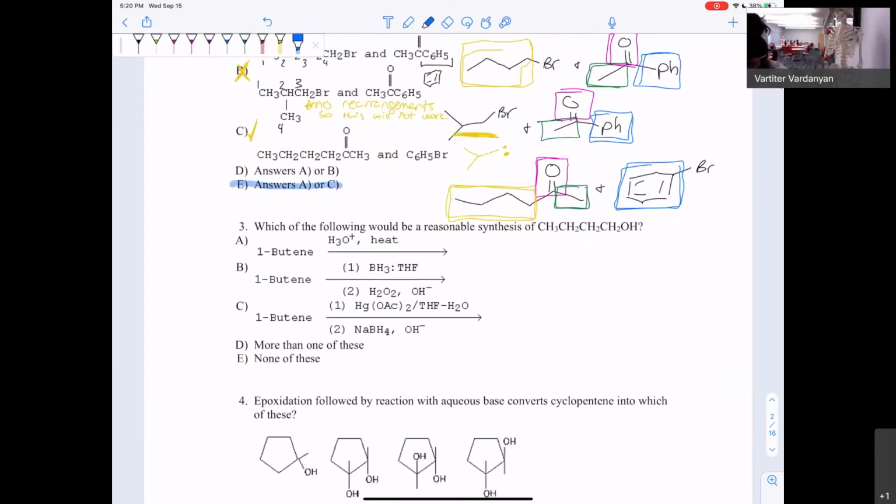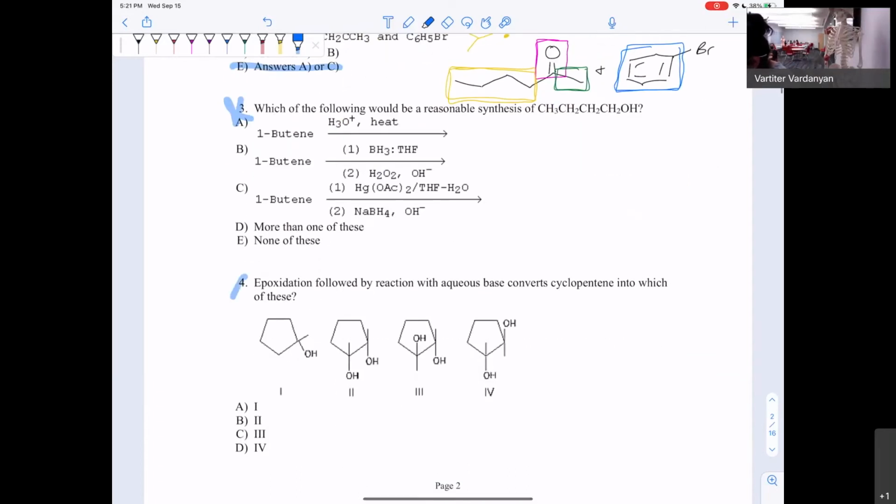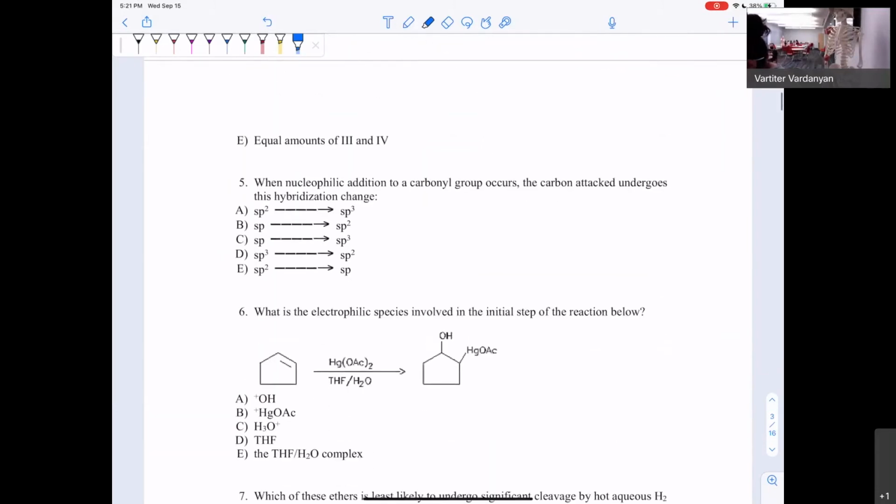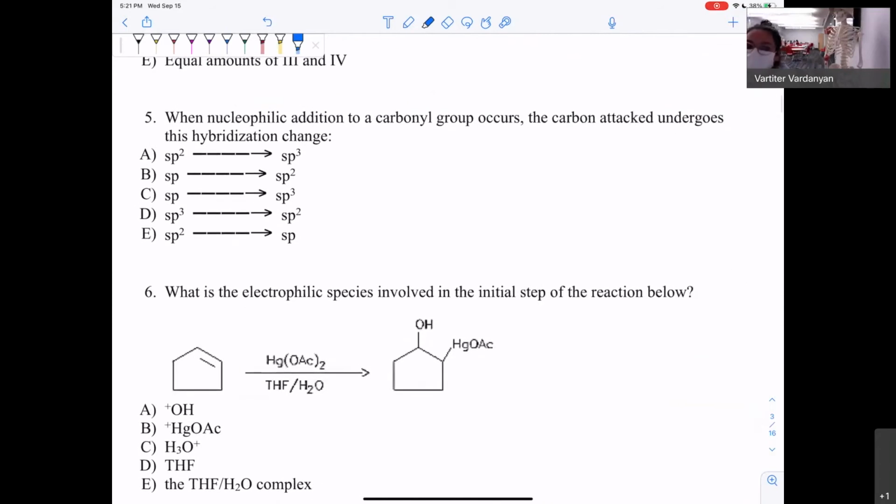We're going to ignore number 3. That's trash. We're going to ignore number 4. That's also trash. We haven't covered that material yet, so that'll be relevant for the next exam. This one we can talk about. So we're going to say nucleophilic addition, carbonyl group.